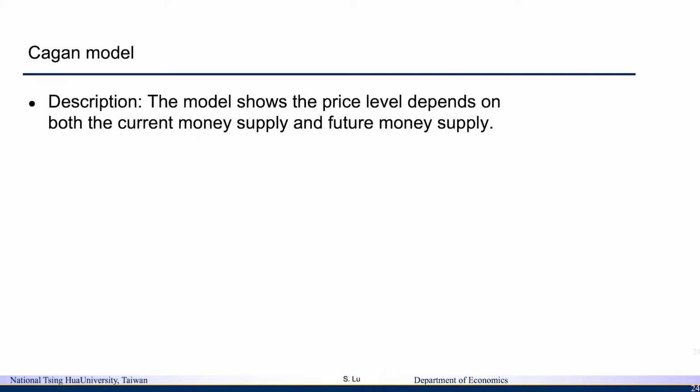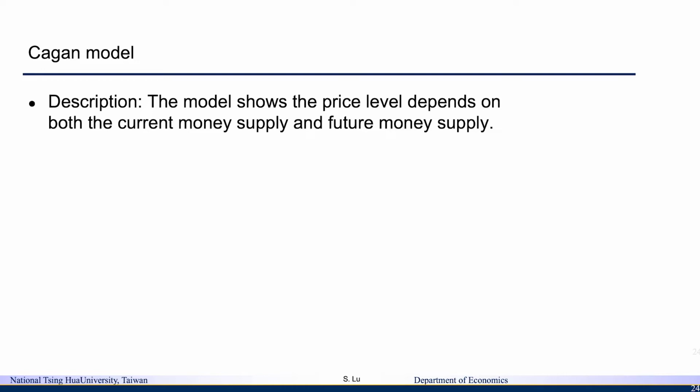Now we want to end today's lecture by talking about the Cagan model. This model is a theoretical base to tell us why, when the government wants to stop hyperinflation, they not only need to stop printing money, but they also need to have some fiscal policy reforms such that the hyperinflation can be successfully stopped.